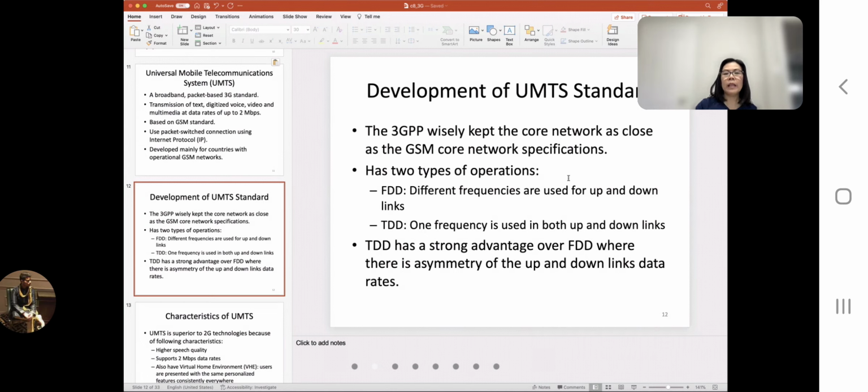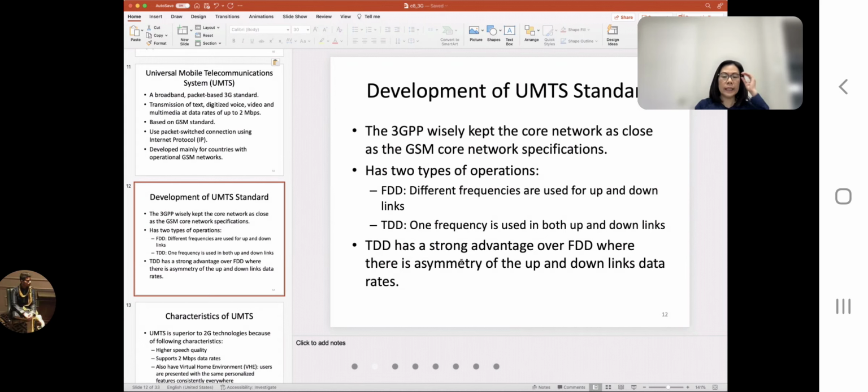So with FDD, we have two different frequencies for the uplink and downlink. Each has its own frequency. For TDD, we use one frequency for both the uplink and downlink, right? And then that frequency is divided into time slots, and each user will be given a time slot on that frequency.